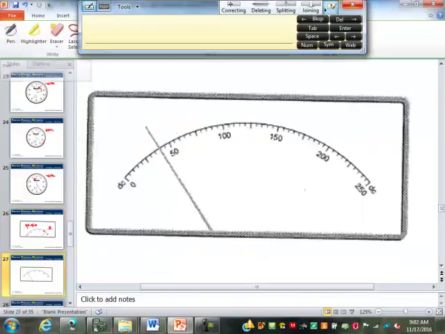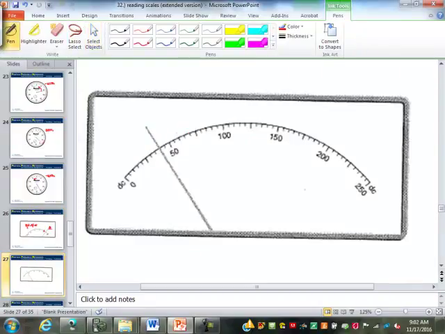How about this one? Well, we've got to figure out what each division is. Again, this is 50, and that's 100. 100 minus 50 is 50. How many divisions are between them? 1, 2, 3, 4, 5. So there's 10. That means each division is worth 5. So this is 50, 45, 40. Is what that's at. That's actually DC volts.